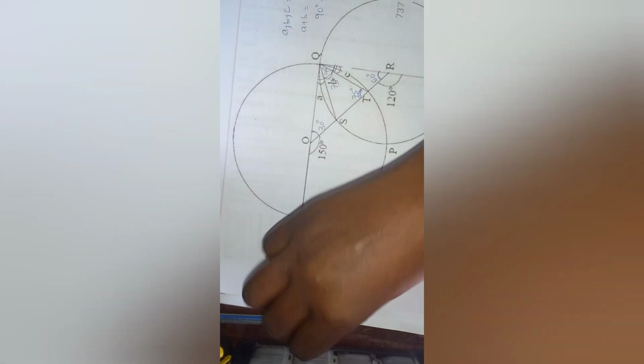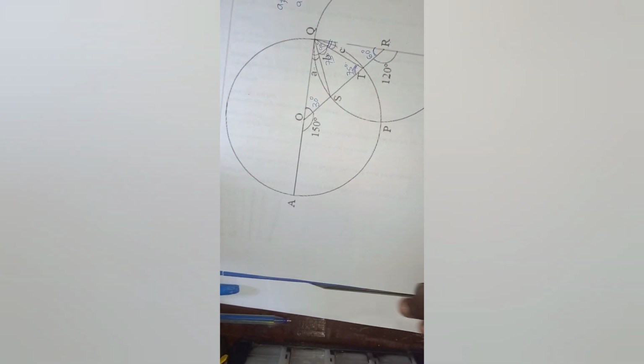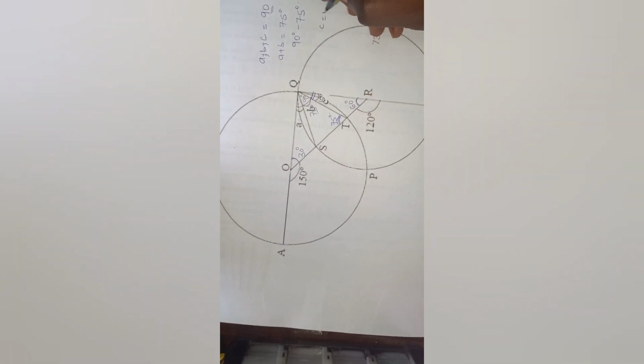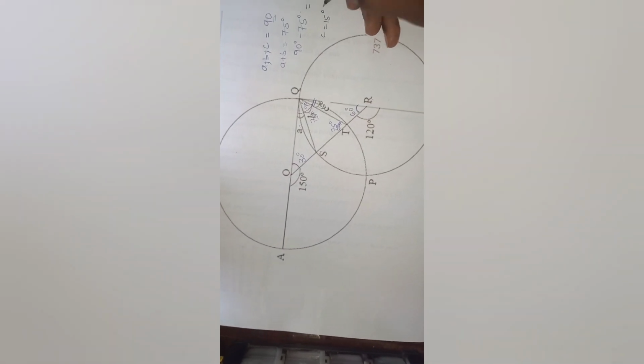I'm trying to look for a black pen. The black pen here. So this angle C is 15 degrees. So angle C is equal to 15 degrees.